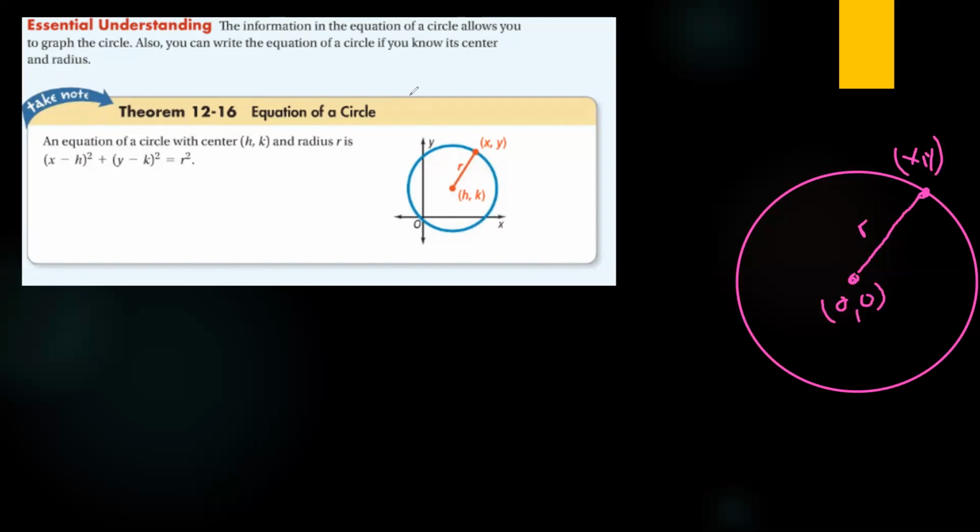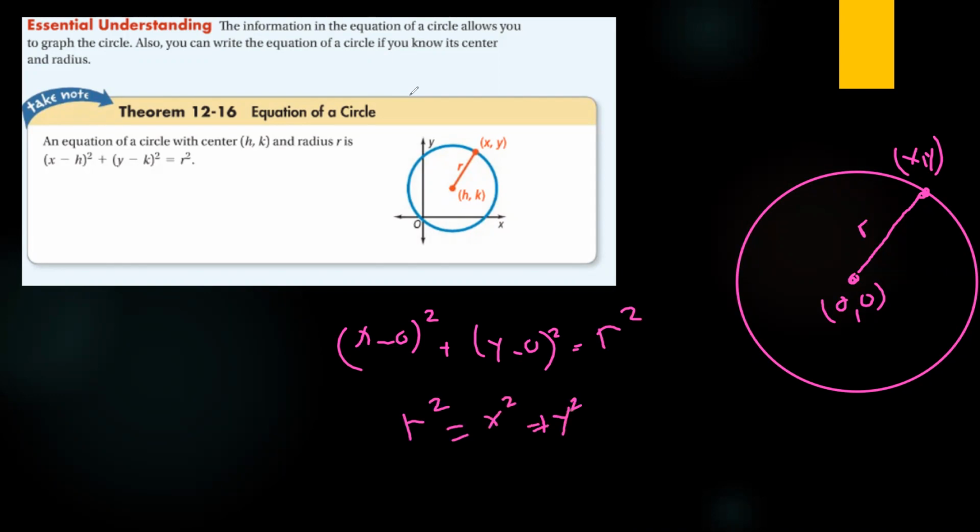So to find the equation, you have to use the equation to find the distance, like x minus 0 squared plus y minus 0 squared must be equal to r squared. So r squared is x squared plus y squared. This is now the equation of the circle if the center of the circle is at the origin.